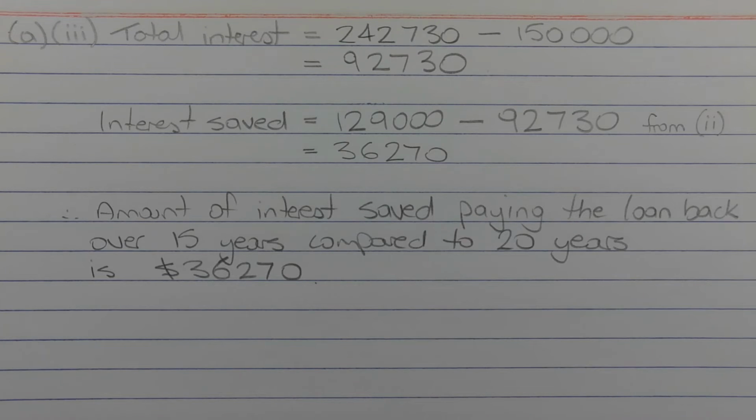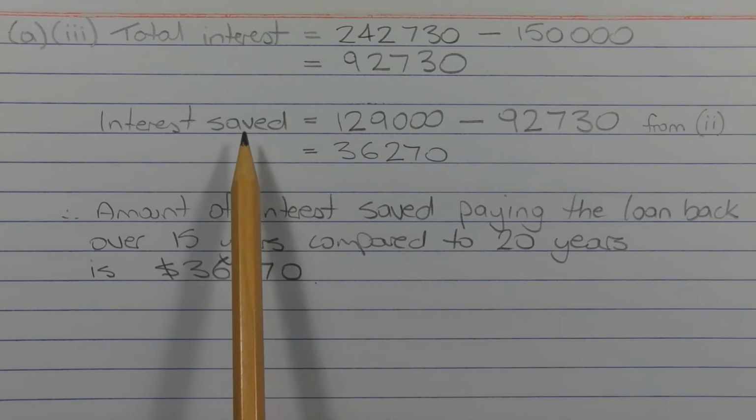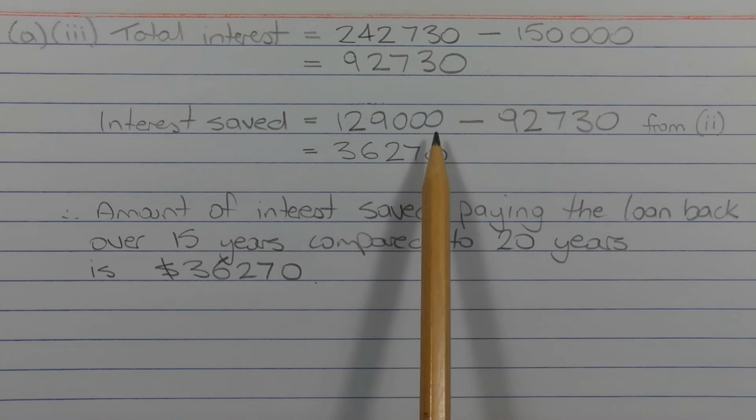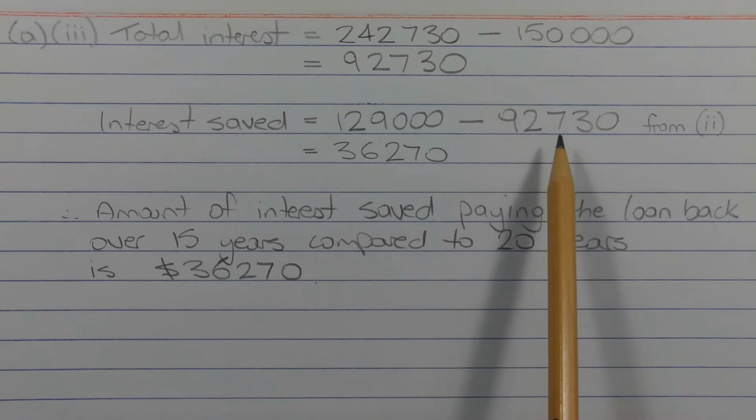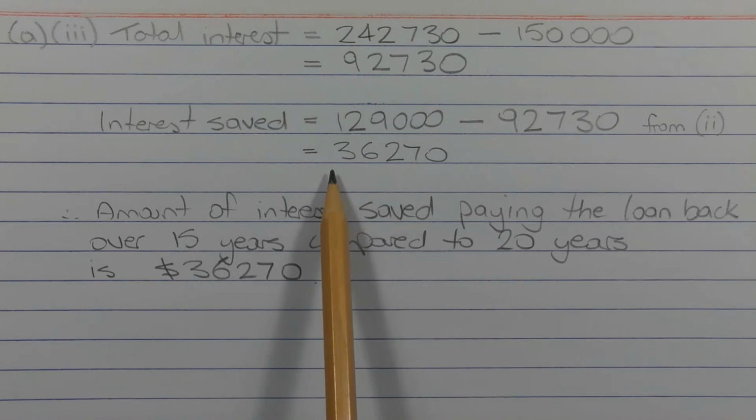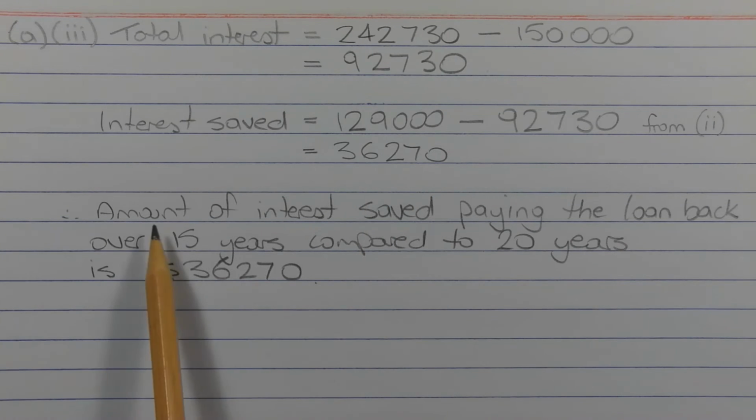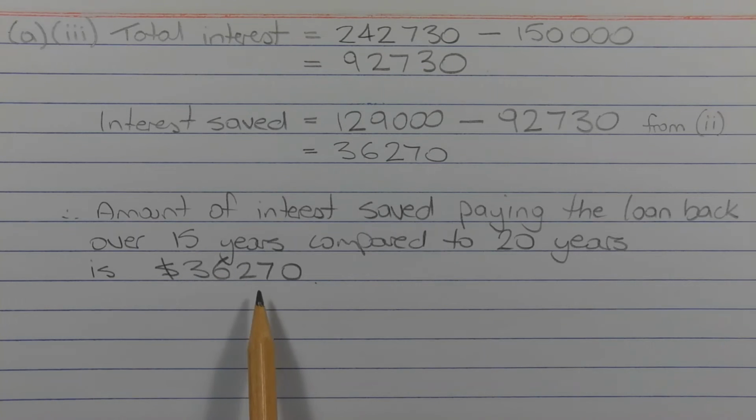So the interest saved is the difference between this value here and the value that was obtained in part 2. So the interest saved is $129,000 minus $92,730, which equals $36,270. Therefore, the amount of interest saved paying the loan back over 15 years compared to 20 years is $36,270.